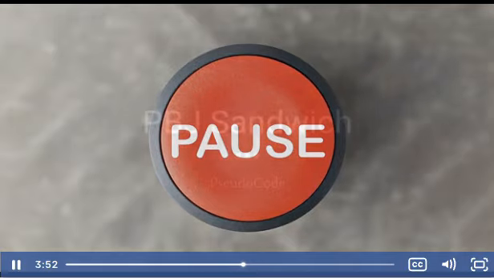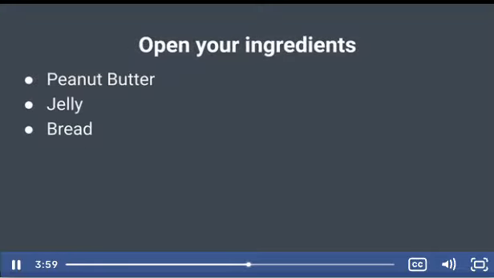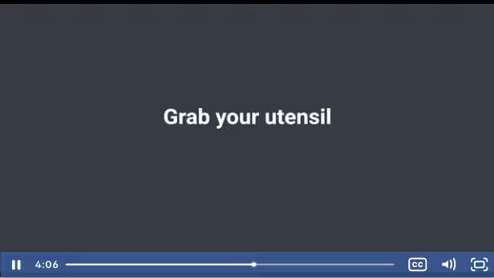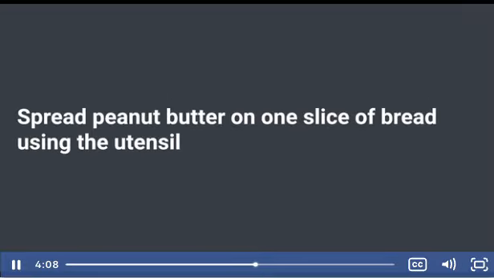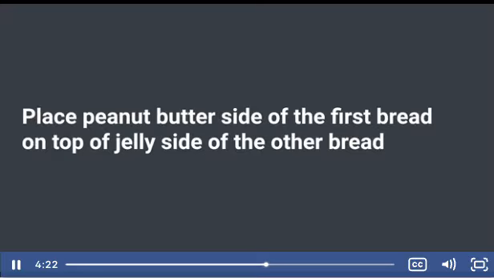So let's begin. First, gather your ingredients. Second, open your ingredients. Third, place bread on the plate. Fourth, grab your utensil. Fifth, spread peanut butter on one slice of bread using the utensil. Sixth, spread jelly on the other slice of bread using the utensil. Seventh, place peanut butter side of the first bread on top of the jelly side of the other bread.